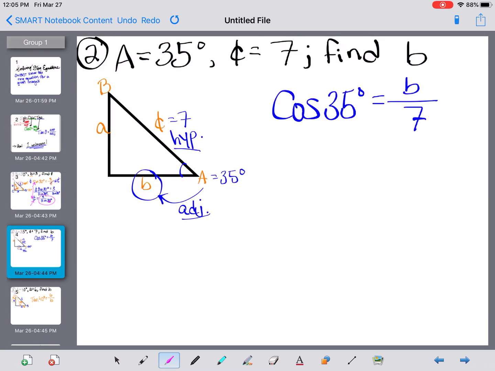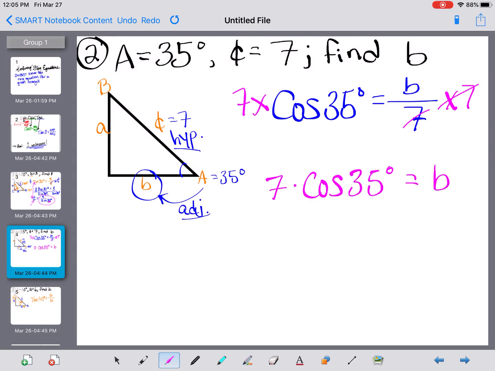Okay. Now we're looking at the second example. We need to isolate that variable b. This one's a little more straightforward. People are used to having a variable in the numerator, not the denominator. We multiply both sides by 7. All right, that will cancel that 7 right there and leave us with 7 times the cosine of 35 degrees is equal to b. We could use a calculator and again get the decimal approximation, but that's where I'm going to stop for right now.